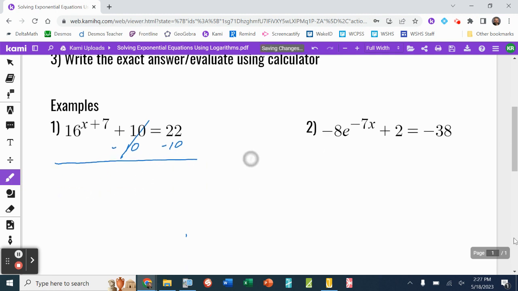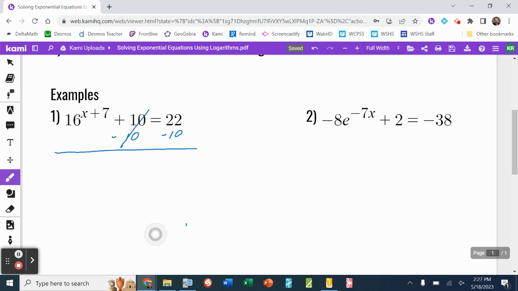That's going to eliminate it here on the left. Then I would be left with 16 raised to the x plus 7 power is equal to 12, since 22 minus 10 is 12. Now that it's isolated, I'm going to step down to my second step, and I'm going to rewrite it as a logarithm.